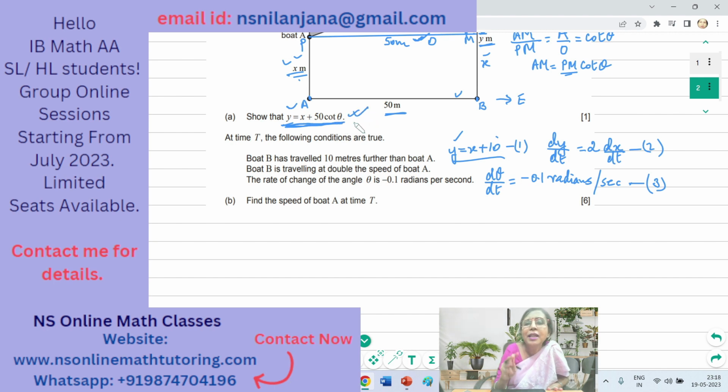This is true always, because we haven't taken any specific time for getting this relation. X will be different at different values of t, so theta will also be changing. But y equals x plus 50 cot theta is true for every t value. And for this specific time, when small t equals capital T, we have this relation satisfied: y equals x plus 10. This is part A, so I'm naming this equation A.